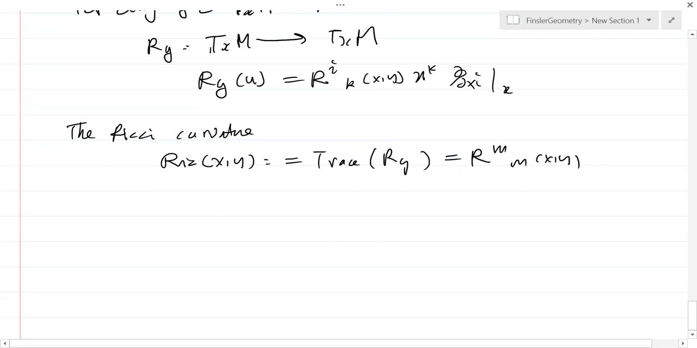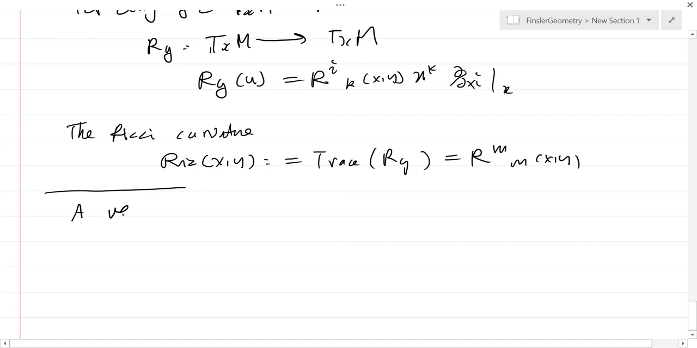And how do we understand the geometric meaning of these curvatures? Because we introduced them in a similar approach, but in the Finsler setting. For many of us, we are familiar with Riemannian geometry. How do we quickly understand this? Here's what I want to show you.